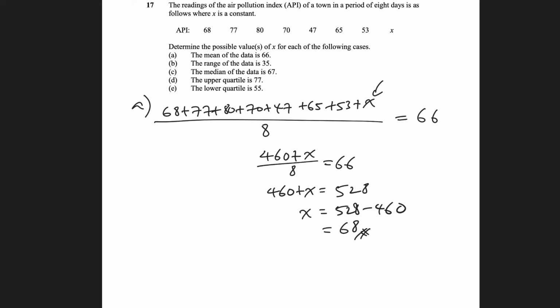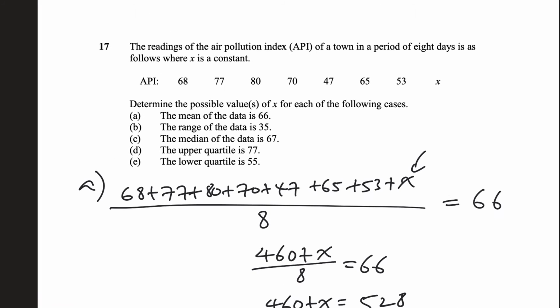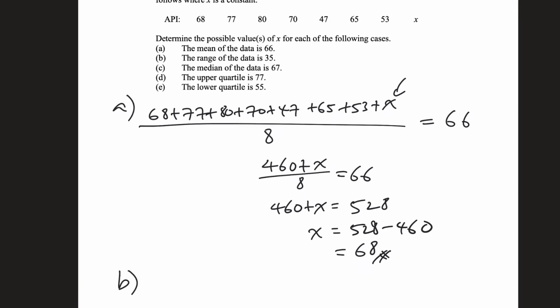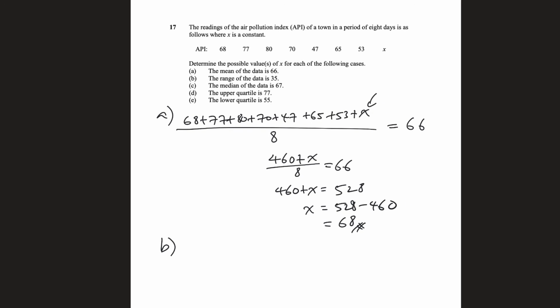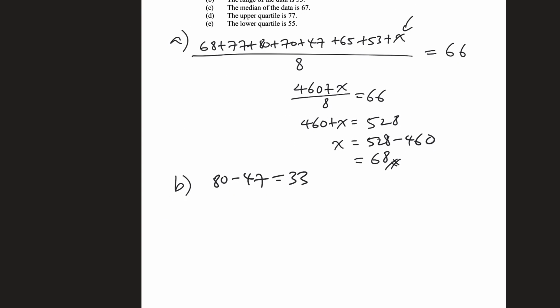Okay, part B. The range of the data is 35. So what's the current range? Okay, let's look. Range is basically the largest number subtracting the smallest number. So largest number is 80, smallest number is right now 47. So let's find the current range. That's 80 minus 47, which gives me 33. So really, if you look at it, it's like the whole range of data, and 80 is here, and 47 is here, and all the other data is inside. And currently the range is 33.